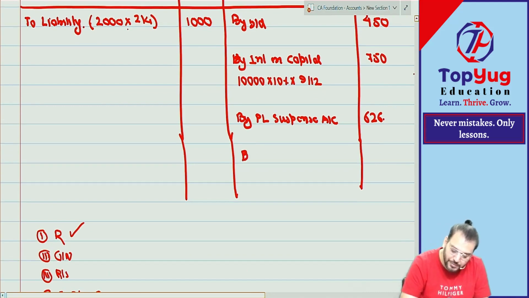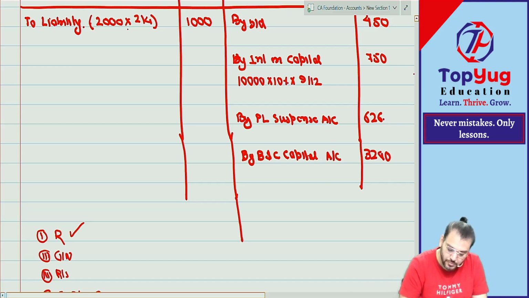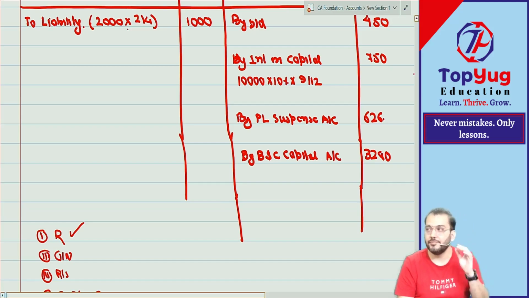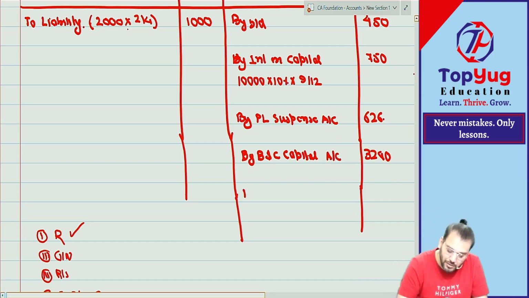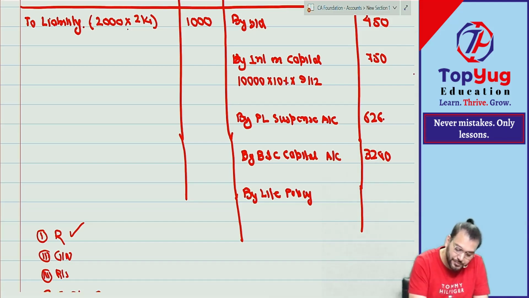We are going to debit B and C's capital account. How much? 3,240. Correct. Understood. Now lastly we will do what? Life policies. Life policies. Correct.